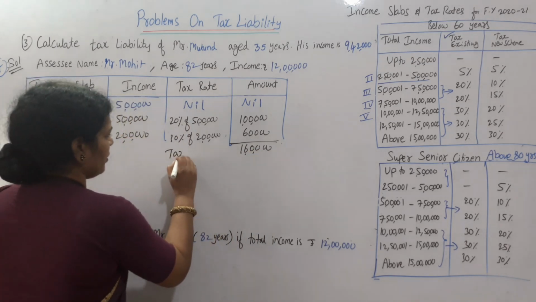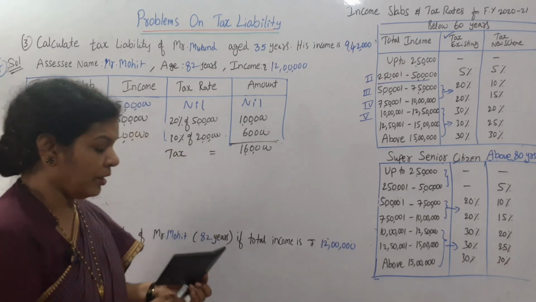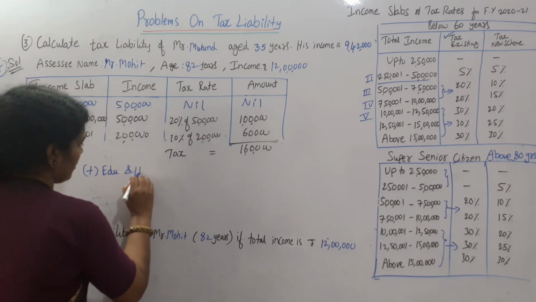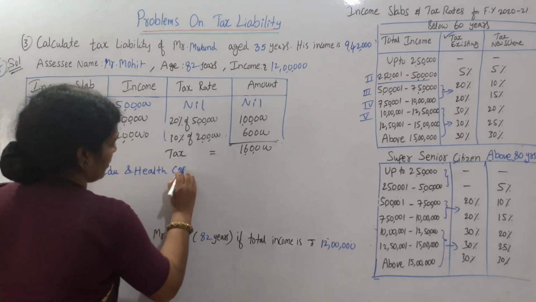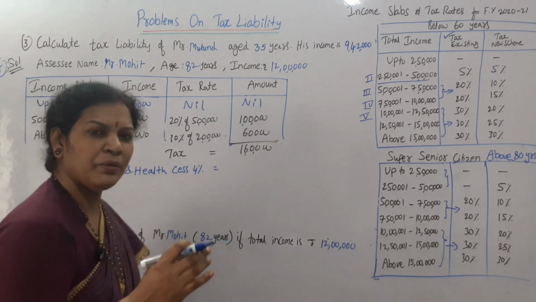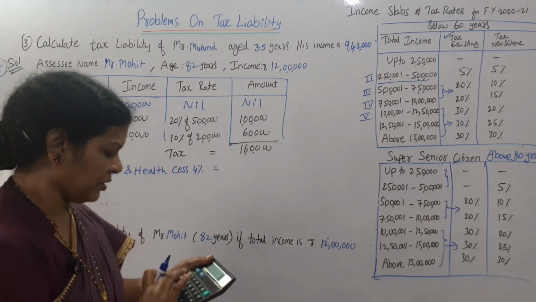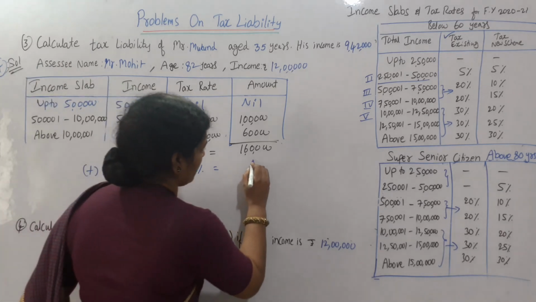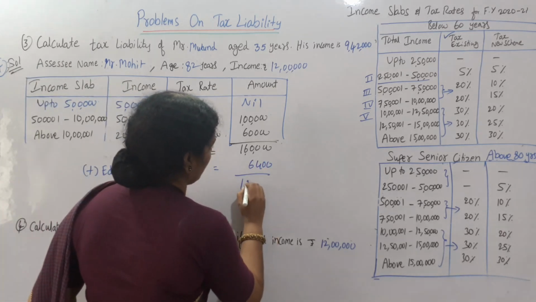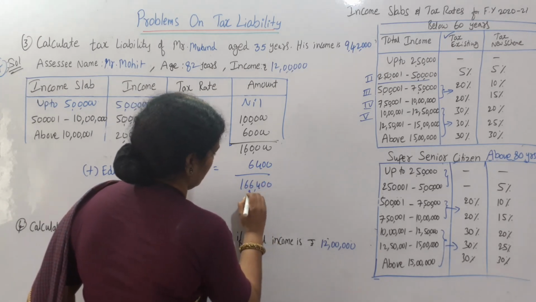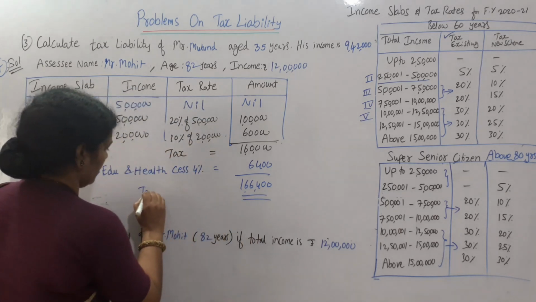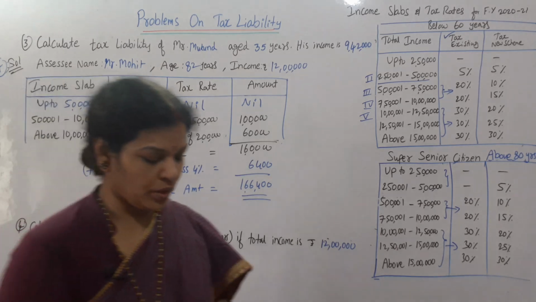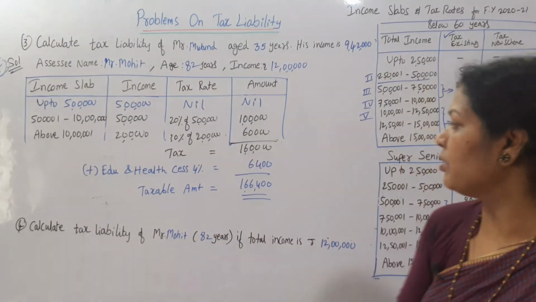Tax is here 1,60,000, and we'll add education and health cess of 4%. For everyone, this is compulsory. Education and health cess is 1,60,000 into 4%, 6,400. So this is 1,66,400. So this is the taxable amount, or you can say the amount of tax due. Anything you can say. You can take a screenshot or note down.